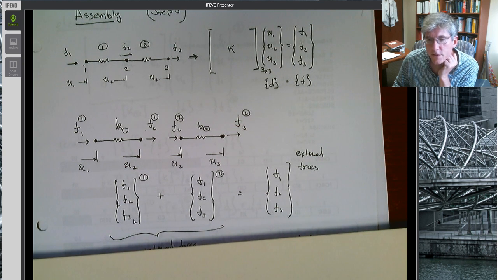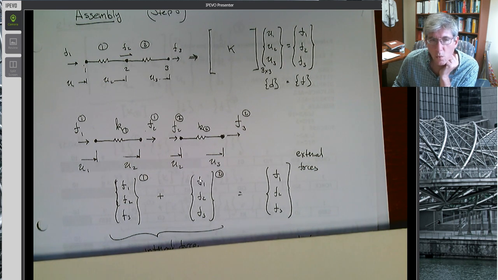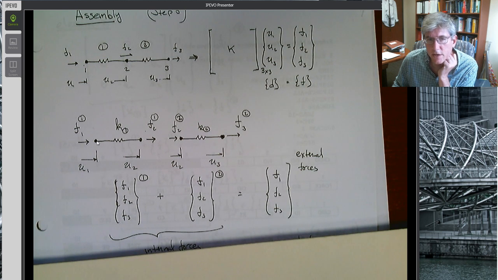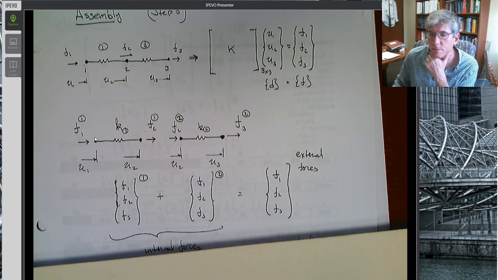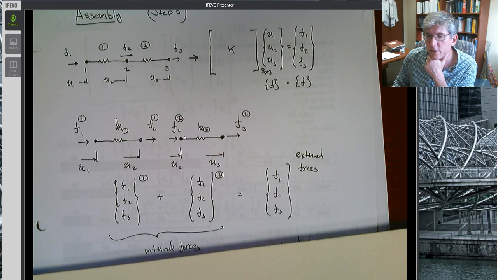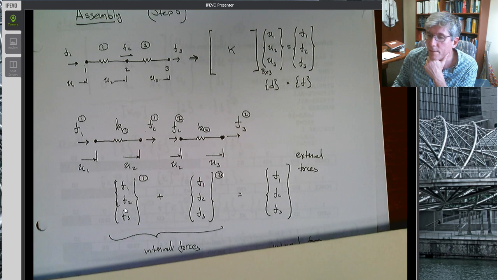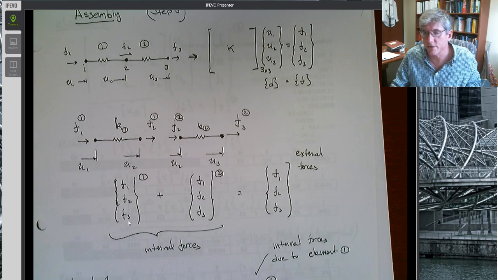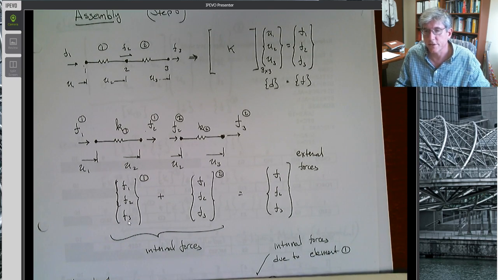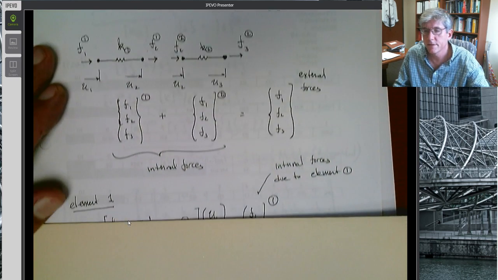So now for the first spring, it's kind of obvious that F3 is equal to 0. Likewise, for the second spring, also F1 would be 0. I can stretch the second spring, and it doesn't really directly impose any force on the first node, so to speak. Likewise, I can stretch the first spring, and it doesn't really impose any force on the third node, right? But these are the internal forces due to the stretching of the spring.